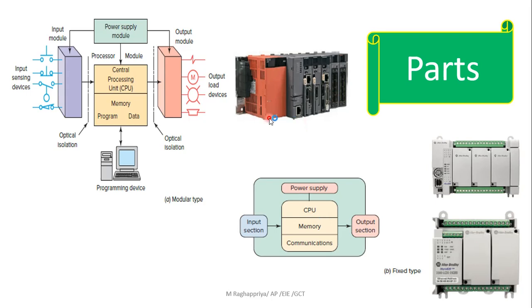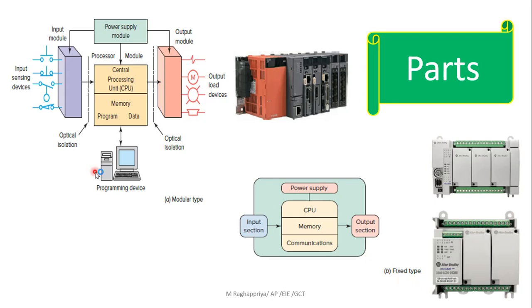So these are the parts of PLC. You can look at this diagram this way, that is these two diagrams together and these three diagrams together. Okay, so these two we call modular type and these three we call fixed type. I will explain the difference between fixed and modular at the end of this video.